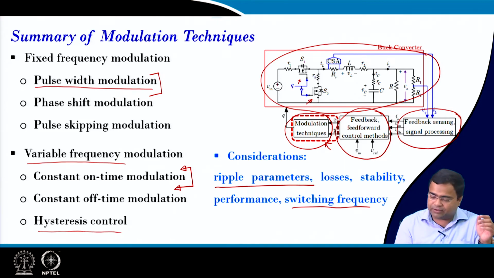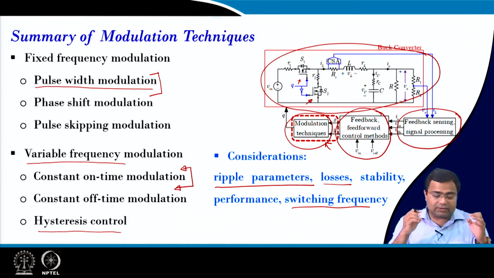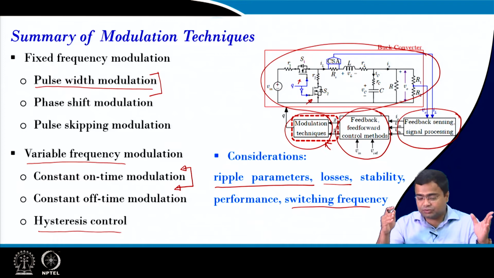Then another important factor is the losses, and when you go to light load condition, then we have to shift to other control, for example constant on time, so that you can save the light load efficiency or you can improve the light load efficiency.